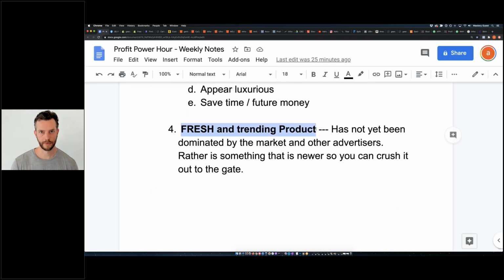Fresh and trending. The formula is: try to find products that are getting a lot of sales right now on AliExpress. Go to the vendor's store and look at their new arrivals to see if there are any similar products to what is trending right now, but are newer and fresher. Does that make sense? Say yes. So in this case, we didn't find one, right?